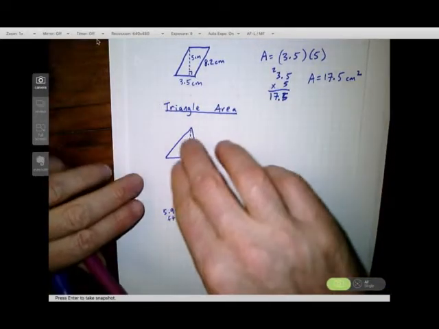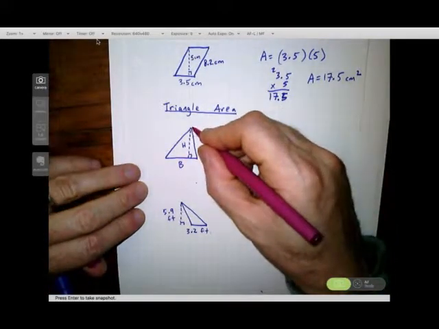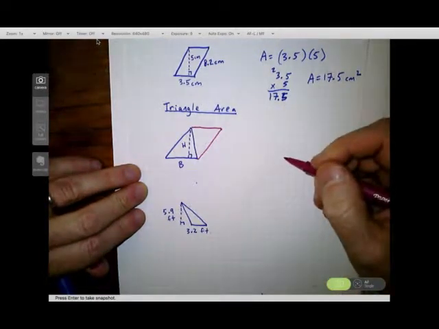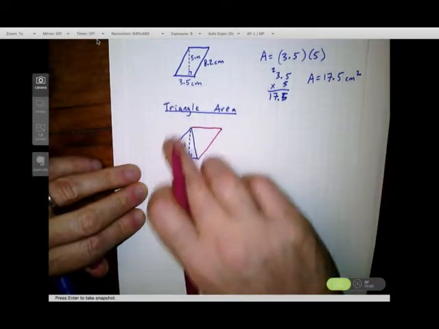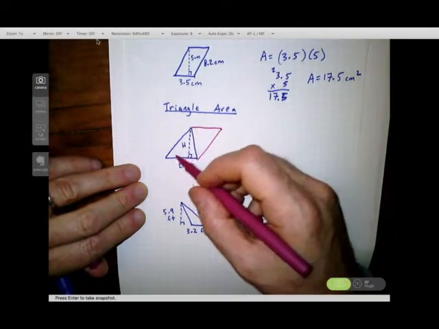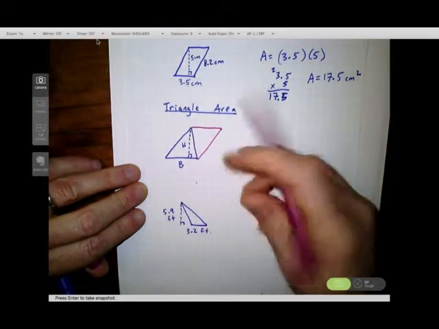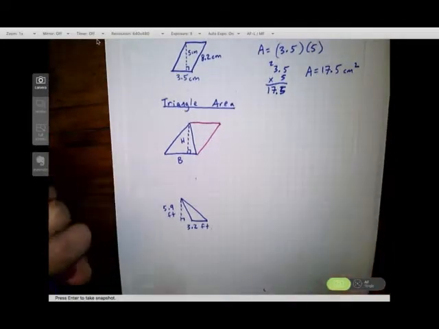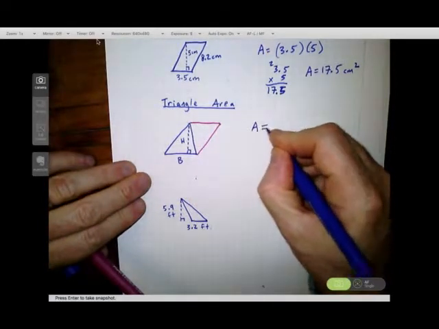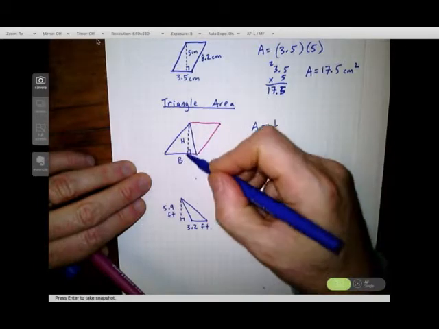Well, I can. I can take this triangle and attach it to itself over here, just like this. Okay? So I just took this triangle, I swung it around and stuck it on this side over here. So you'll notice that our original triangle, this blue one, is half the size of this parallelogram that I just created. So the area of the triangle is half the area of the parallelogram, which is base times height.